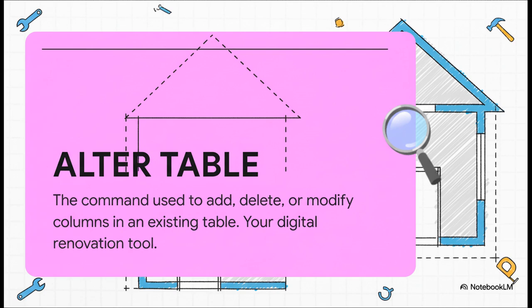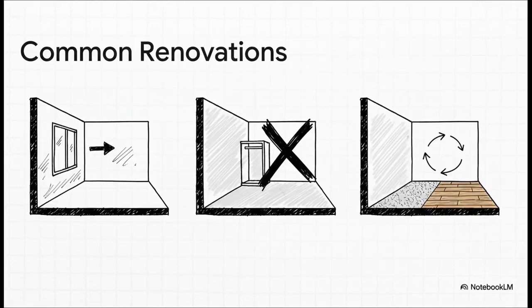With this one command, you can add, remove, or completely change the features of any room in your database. Think of it like this. Using add column is like deciding, hey, this room needs a new window. Using drop column is like tearing out a closet you just don't need anymore. And modify column, that's like changing the flooring, maybe switching from carpet to hardwood by changing a column's data type.